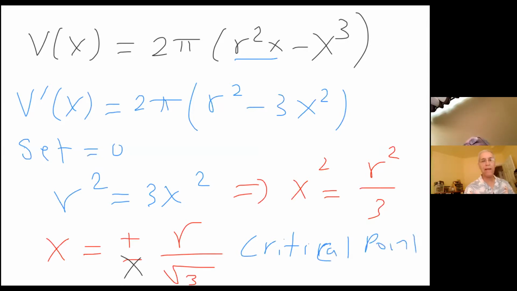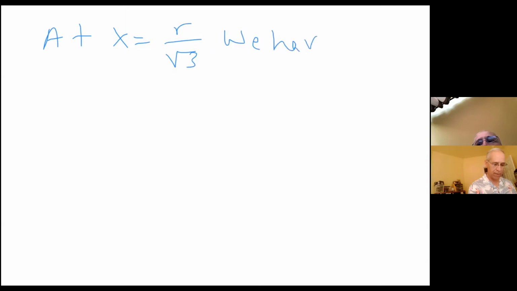And I know that I do have a maximum at this point, because as we showed, we cannot have a minimum. So at x equals r over square root of 3, we have a maximum.